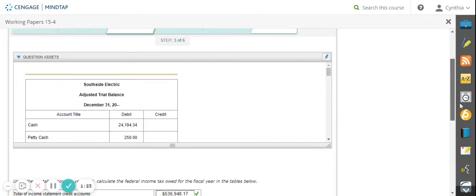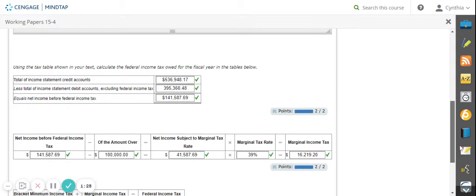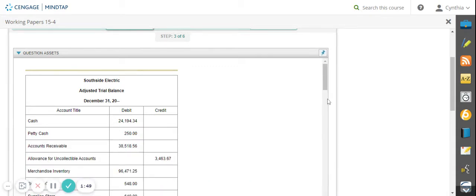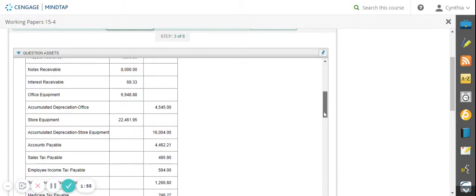Then you're going to come over to calculating your federal income tax. So this is where it gets a little bit tricky. And if you look back on page 457 in the textbook, it talks about how you calculate that. So you've got to get the total of your income statement credit accounts and the total of your income statement debit accounts. So on your adjusted trial balance up here, they give you everything. But the income statement debit and credit columns are going to be, if you remember, income statement credit is going to be money coming in. Income statement debit is money going out.